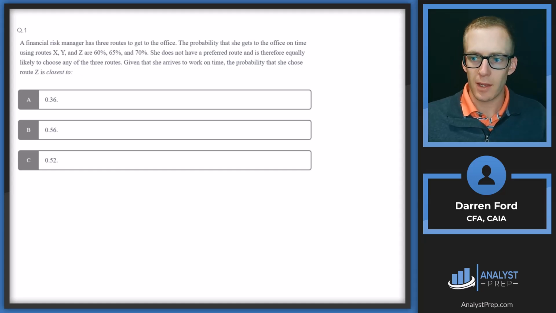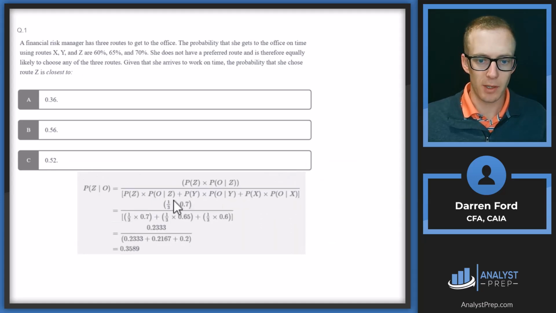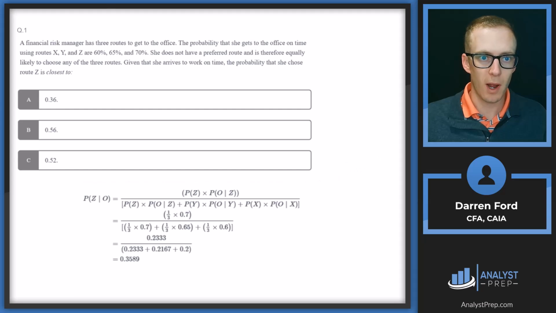So we're going to be using a conditional probability formula here. So the probability of us choosing route Z is going to be 33%. We know that because we're equally likely to choose any of the 3 routes. So it's 1/3 for each of these, and you see that reflected down here. And then you're multiplying that by the probability of getting there on time for route Z, which is 70%. So that's going to be our numerator.